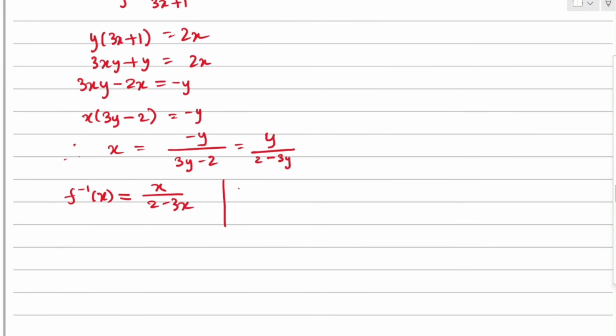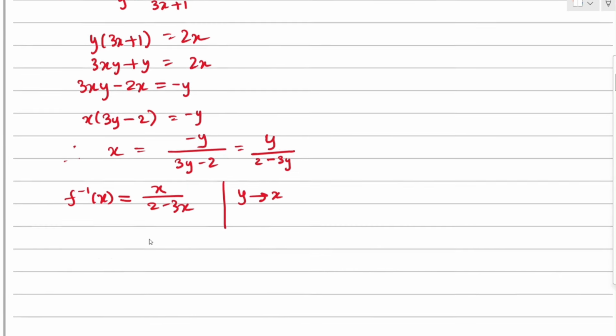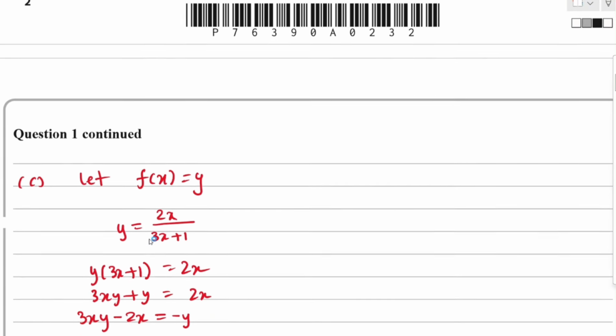Notice that we have changed the symbol from y to x. The reason for this is that our inverse function is also a function of x. Our inverse function is not a function of y. That's why we have to change all the y variables to the x variables. So this is our answer for part C.